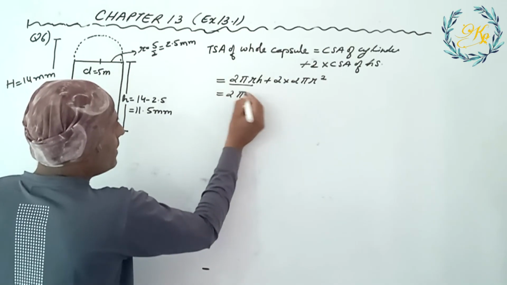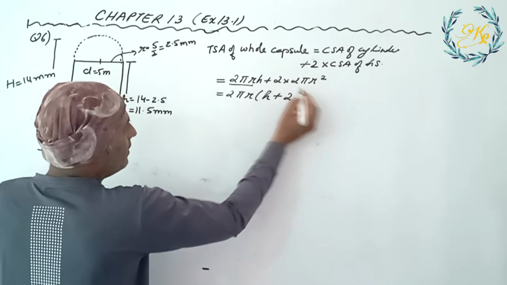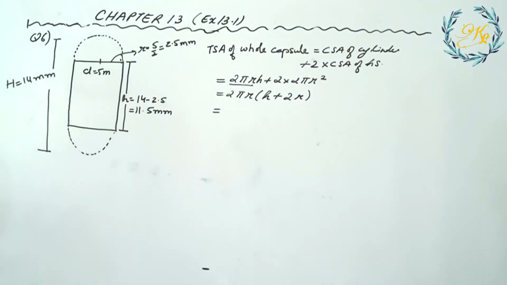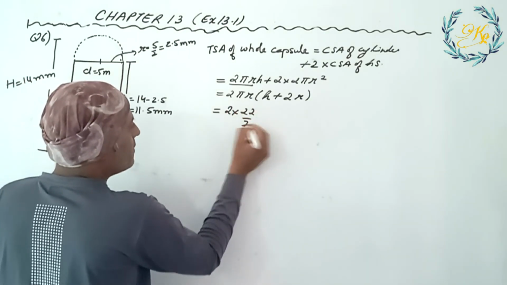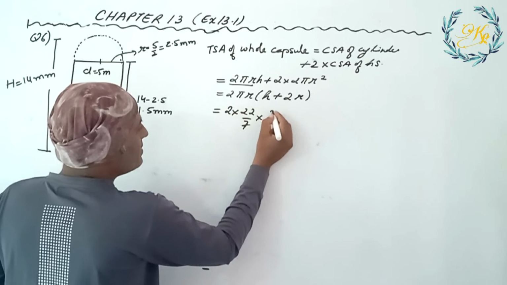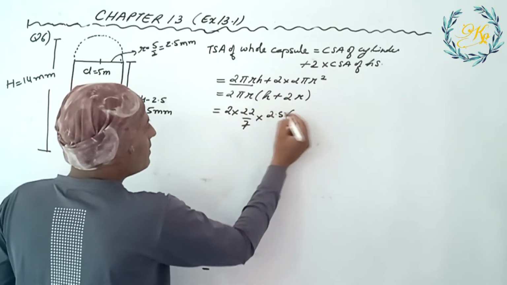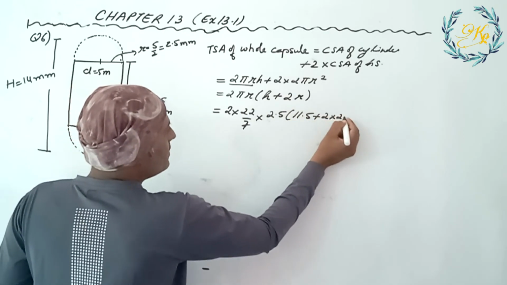So you take 2 pi and R common, you are left with H plus 2 is left out here and an R is left here. Now in the question we see that the value of the pi is not given as 3.14, so we will take it as 22 upon 7. 2 into 22 upon 7 into radius is 2.5. The height of cylinder is 11.5 plus 2 into 2.5.